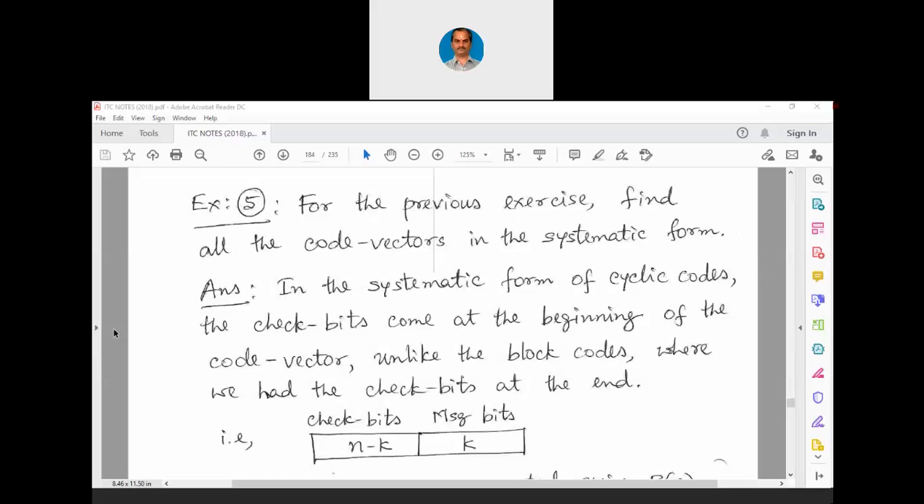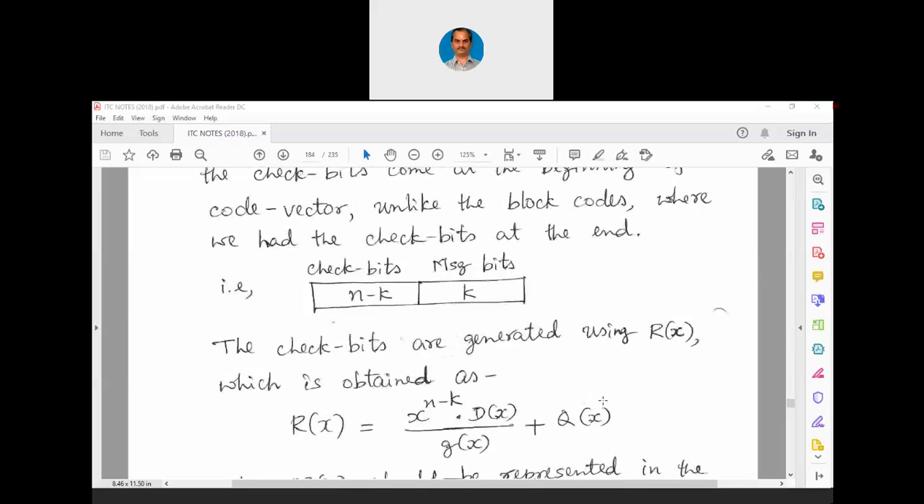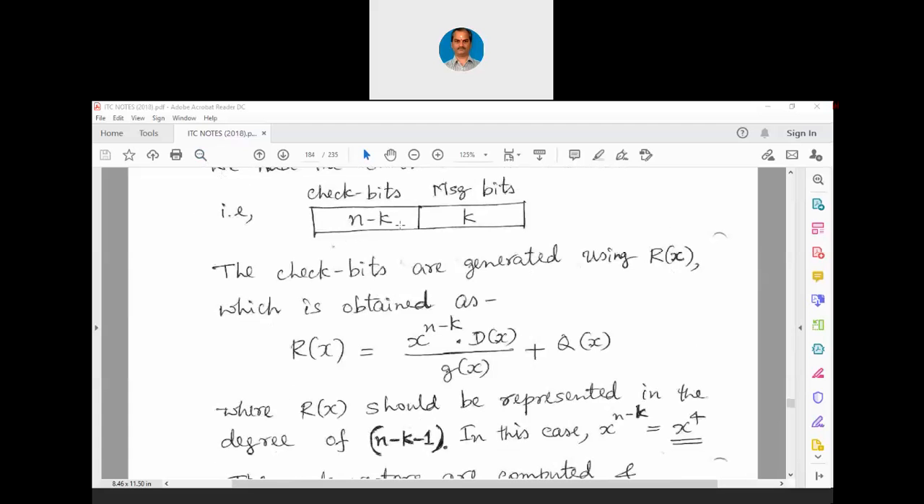Let me show you that exercise once again, because in the last class I did not completely show you the table. Even though I showed you the table, I did not discuss it fully at the end. So, find all the code vectors in the systematic form for the previous exercise was the present exercise. In the systematic form of cyclic codes, the check bits come at the beginning of the code vector, unlike the block codes where we had the check bits at the end. So, we arrange it like this: check bits in the beginning, n minus k check bits, and message bits k.